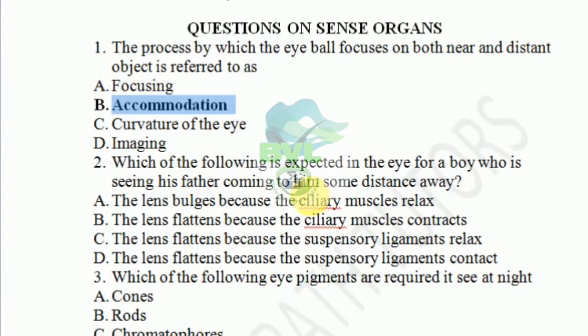But what causes that to happen is the fact that the lens is connected to the suspensory ligament, and the suspensory ligament is connected to the ciliary muscle. So for us to have a flattened lens looking at a distant object, that means that the suspensory ligament must contract. So the answer will be option D. The lens flattens because the suspensory ligament contracts. If the suspensory ligament relaxes, the lens will bulge. That means you're looking at a short distance, or let me say a close object. Alright.